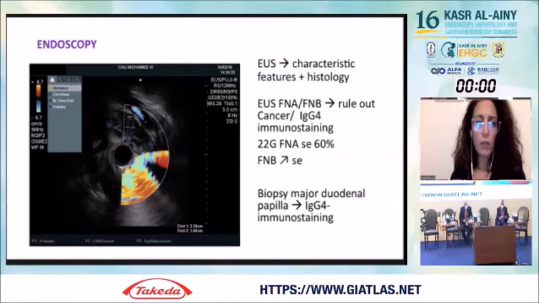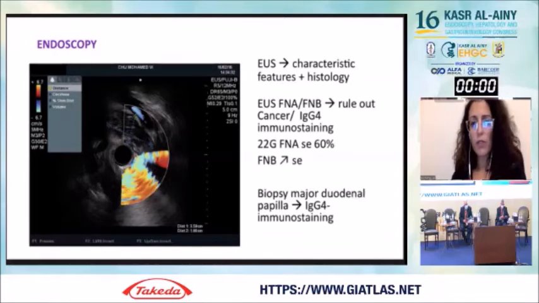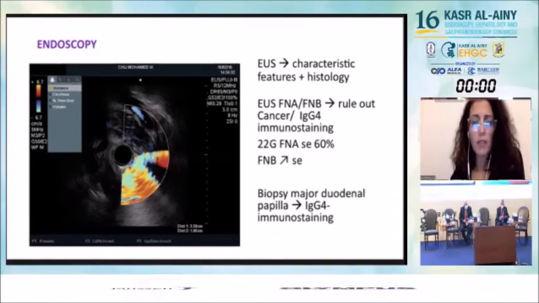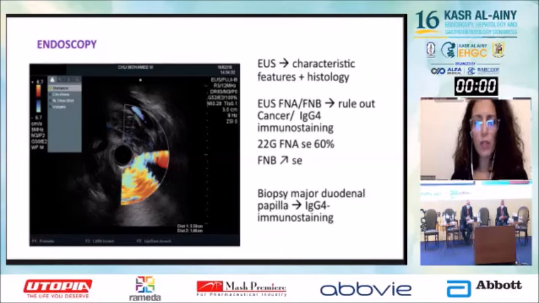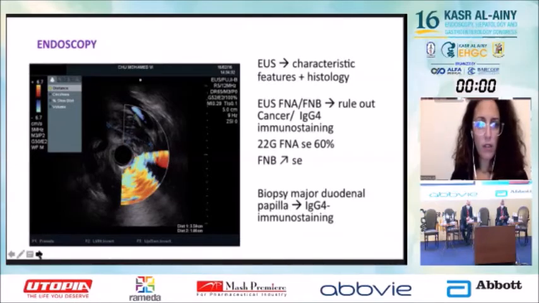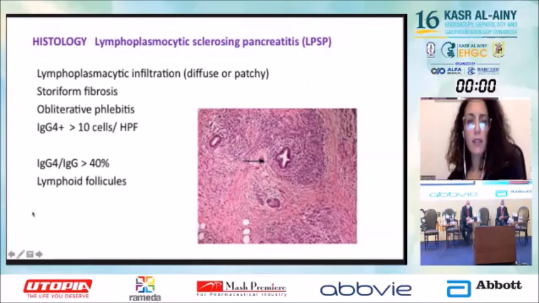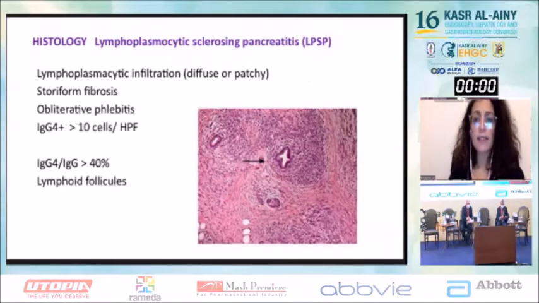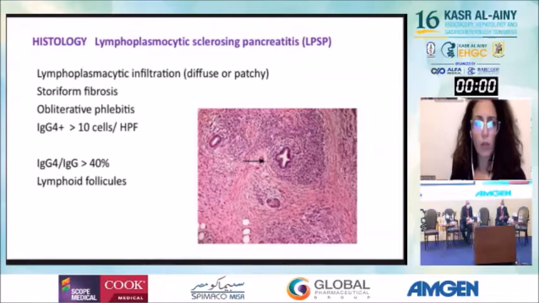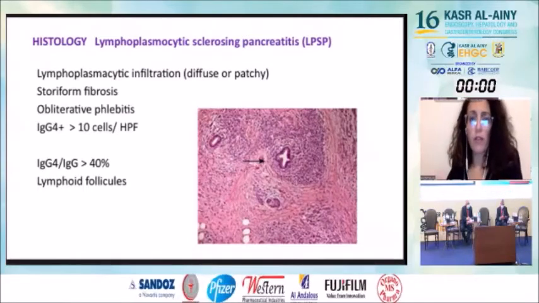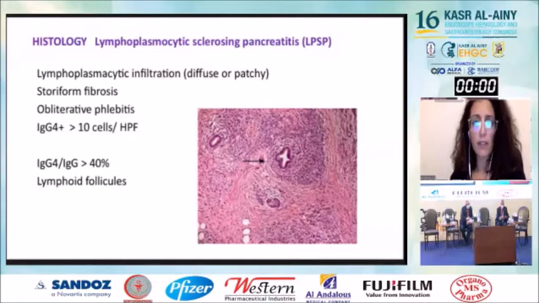Another type of endoscopy and tissue sampling that can be helpful for the diagnosis is biopsy from the major duodenal papilla. That can also be helpful if we perform IgG4 immunostaining. So once we have this tissue sampling, are there any characteristic histological features that we need to pay attention to? Yes, of course. We have these criteria, and you probably already know the four main findings in histology that are consistent with IgG4 pancreatitis. It is different from autoimmune pancreatitis type 2, which is completely different, and the findings are not the same.